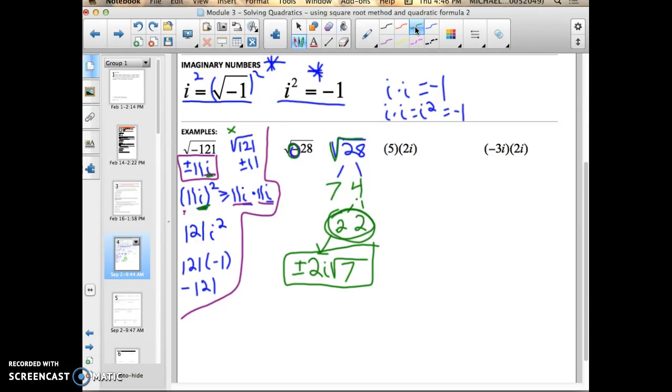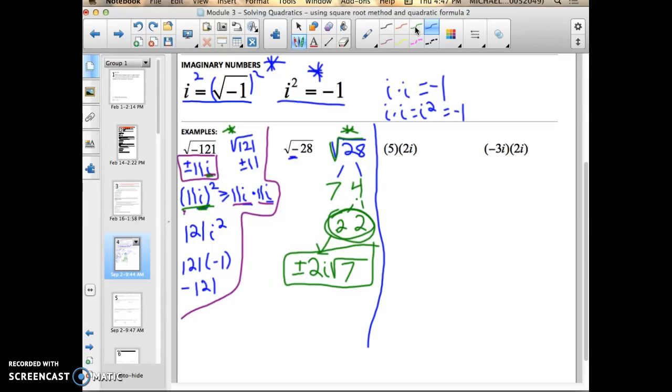This over here was a perfect square, so I can jump right to my answer. This one was not a perfect square, so I had to break it down and simplify the radical. Remember, I needed the I outside of the radical because of the initial negative that existed inside the radical. I have to free that negative by putting an I and telling everyone that I have entered into the realm of imaginary numbers.